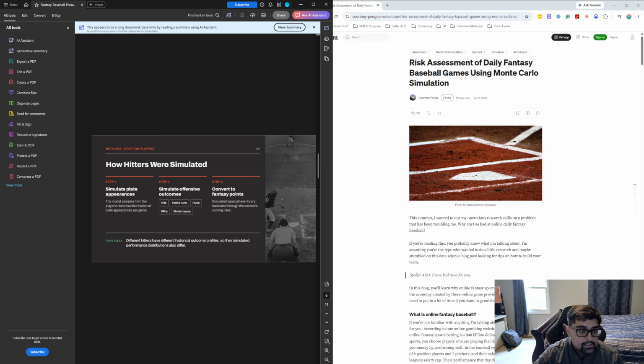So now let's discuss through his analysis how hitters were simulated. So from his example, he used Trey Turner. So the first step was he simulated plate appearances. And then from those plate appearances, he simulated different offensive outcomes, right? So hits, singles, doubles, triples, home runs, steals, RBIs, which are basically runs batted in. So if a player hits a double and another player is on second base, he would get one RBI.